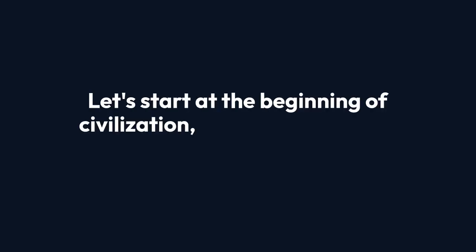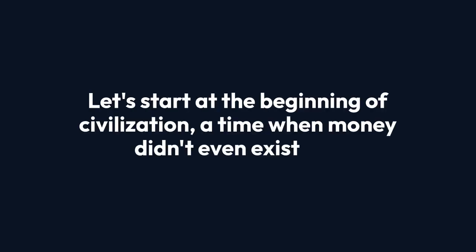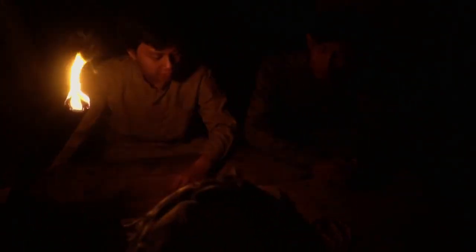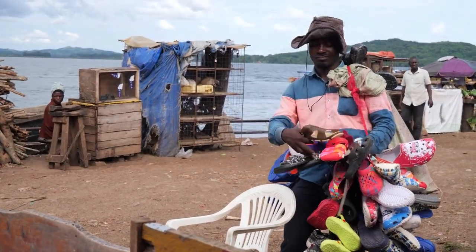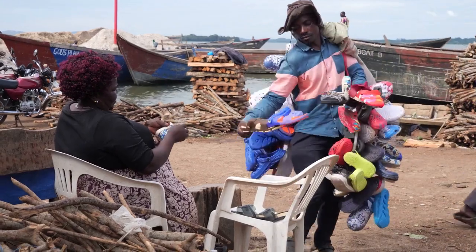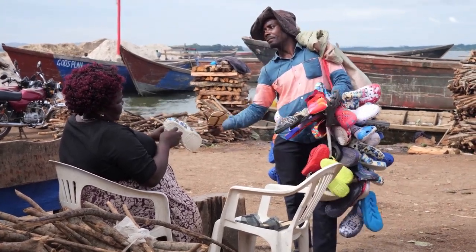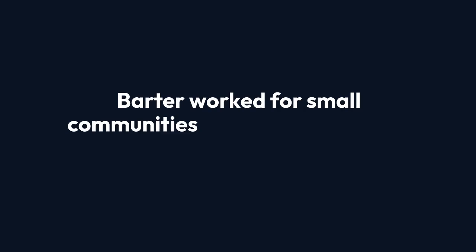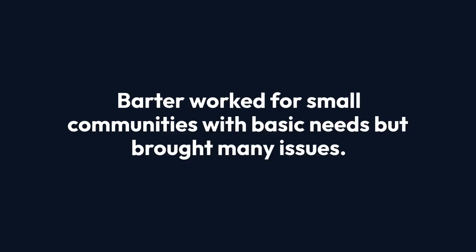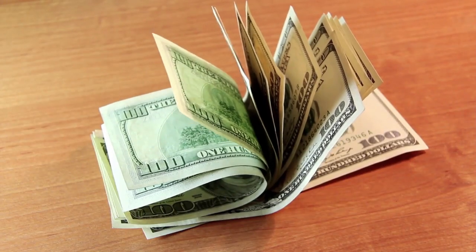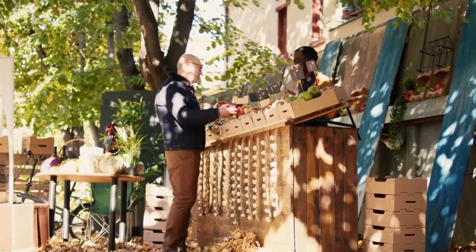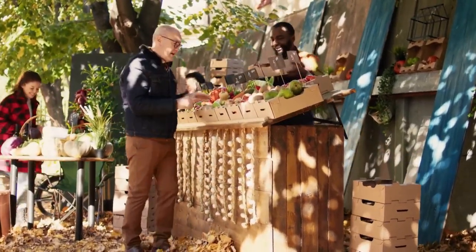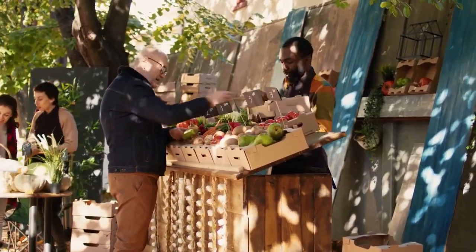Let's start at the beginning of civilization, a time when money didn't even exist yet. Back then, people exchanged goods and services directly in what we call the barter system. Imagine this. You had a sack of wheat and wanted to trade it for a pair of sandals, or maybe you had a cow and wanted to trade it for a horse. Barter worked for small communities with basic needs, but brought many issues. It was challenging to find someone who had exactly what you needed and who wanted what you had to offer. Plus, the value of goods was very subjective, varying based on each person's needs.